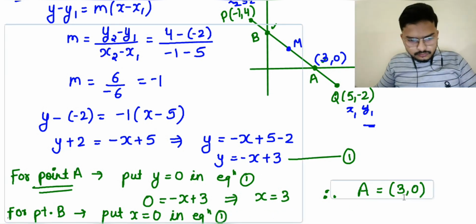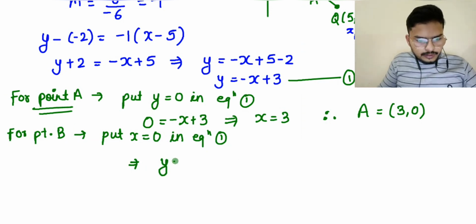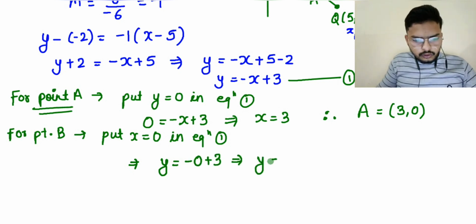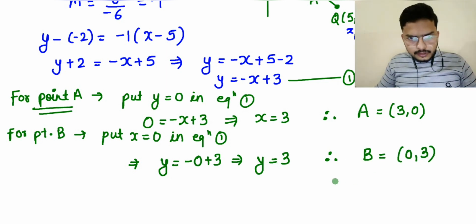So what will this give? This will give exactly what? When you put x equal to 0, this will give y equals minus 0 plus 3, which means y equals 3. So therefore point B will become 0 comma 3, right?